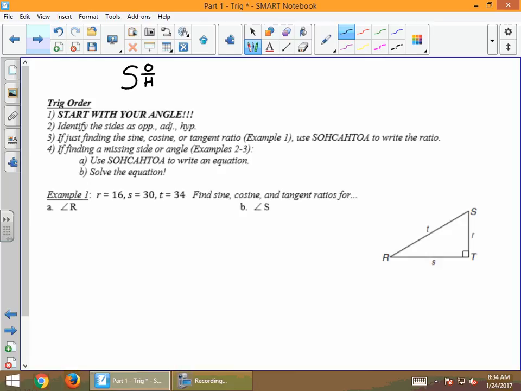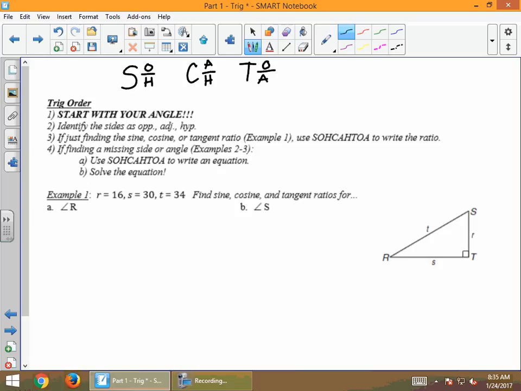And CAH, for C, is the adjacent over the hypotenuse. And then for tangent, it's just the opposite over the adjacent. So I actually like to write it like that because it's even set up better for you to remember and set up your ratios correctly. So we're going to follow these steps to help us with example 1.